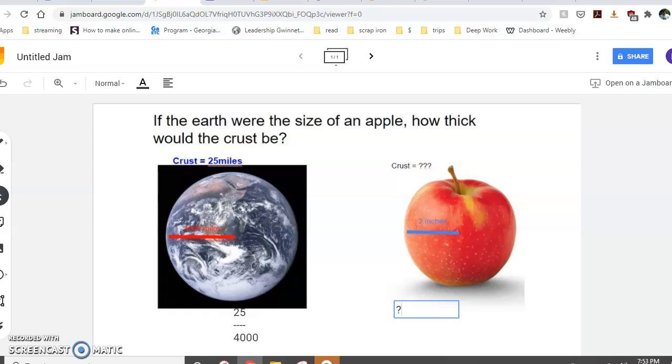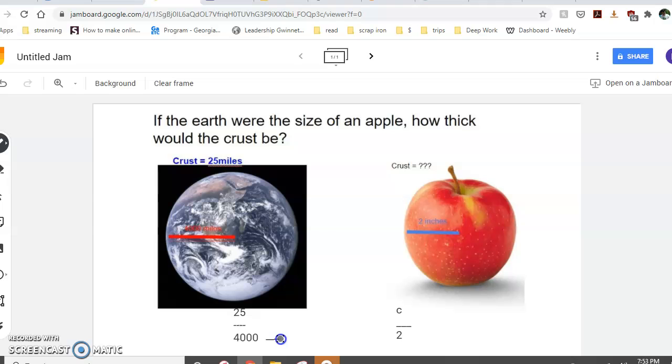I used to put a question mark up there, but now that you have been introduced to letters standing for unknown values, I'm going to do that. So I'm going to use C for crust as my part, and then my whole would be 2 inches here. So I set up my part to whole ratio and part to whole ratio. And then from here, this works pretty much like you're used to. I'm going to attempt to use my pen with the mouse here, so bear with me.